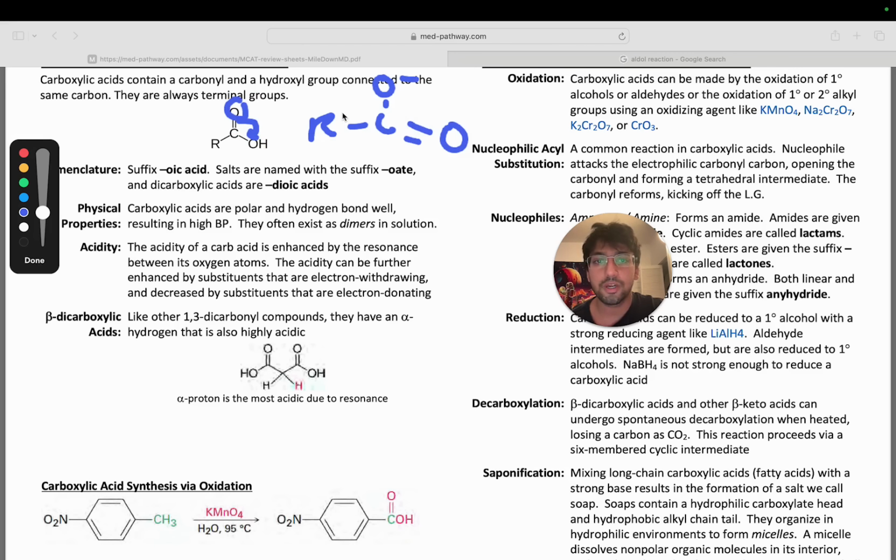negative charge. So because we have resonance, and because, remember, I told you resonance means that it's a more stable compound, because there's resonance with that base that is formed by this hydrogen leaving, that carboxylic acid is going to be pretty acidic. Okay. So the acidity can be further enhanced by substituents that are electron withdrawing and decreased by substituents that are electron donating.